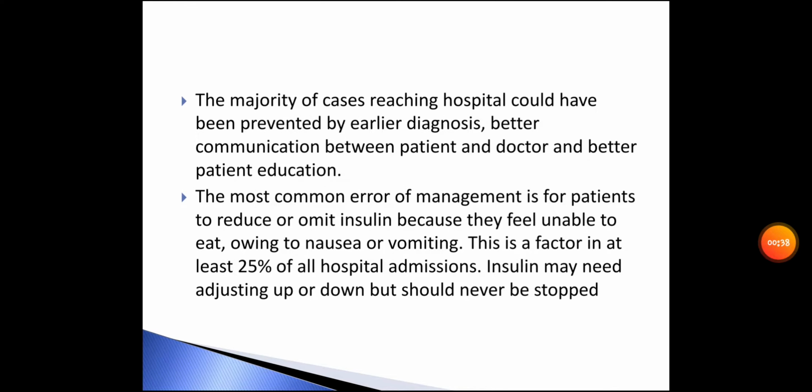The majority of cases reaching hospital could have been prevented by earlier diagnosis, better communication between patient and doctor, and better patient education. The most common error of management is for patients to reduce or omit insulin because they feel unable to eat owing to nausea or vomiting. This is a factor in at least 25% of all hospital admissions. Insulin may need adjusting up or down but should never be stopped.